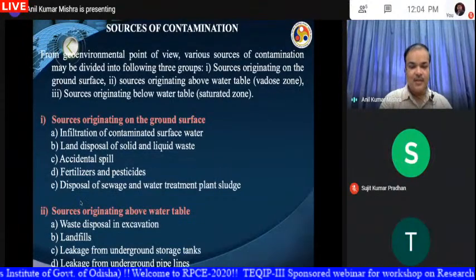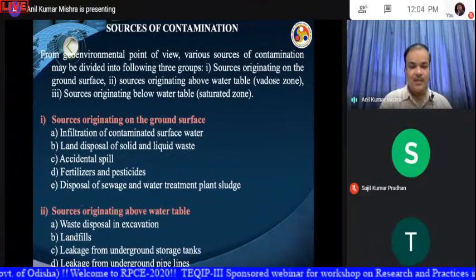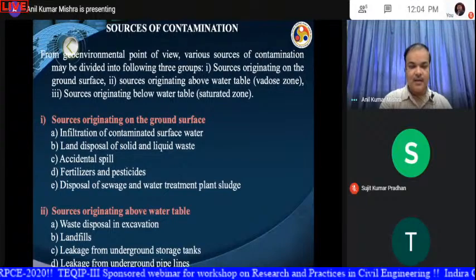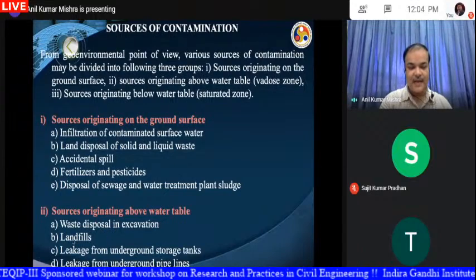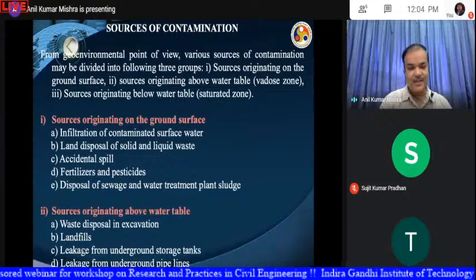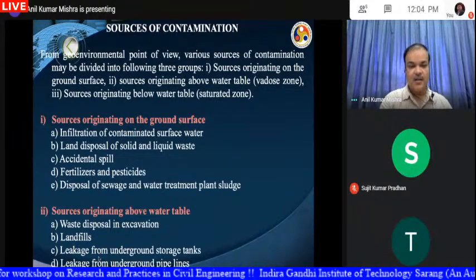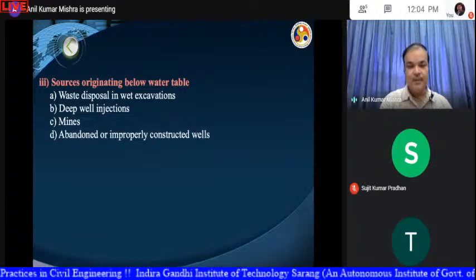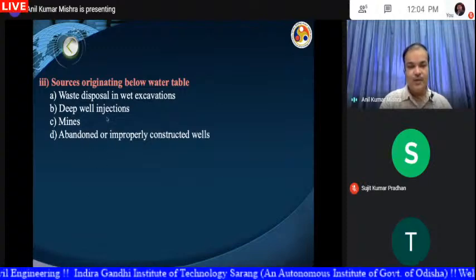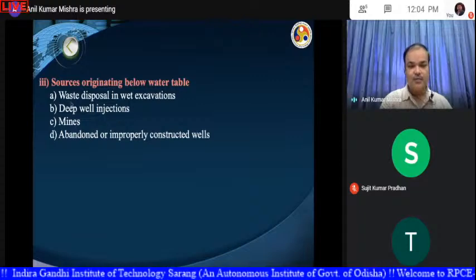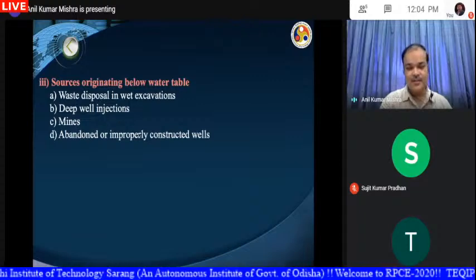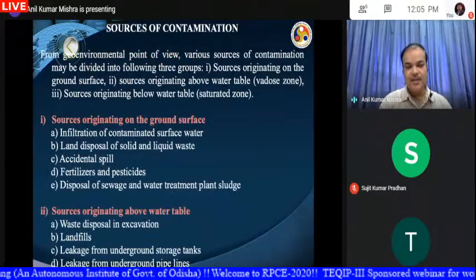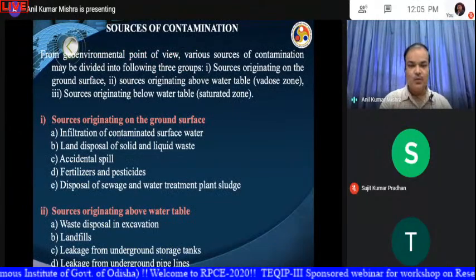Similarly, some of the sources can be below the ground surface and above the water table, like waste disposal in excavation, landfill, leakage from underground storage tanks, septic tanks. And the third category is sources which are present below the water table, like deep well injection, mines, waste disposal in wet excavations. So these are the three different scenarios in which the contaminant can be released into the groundwater resource.